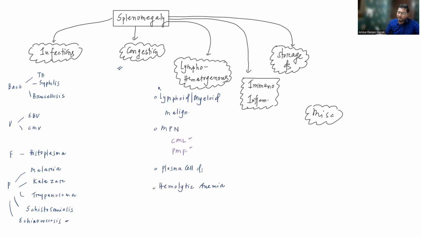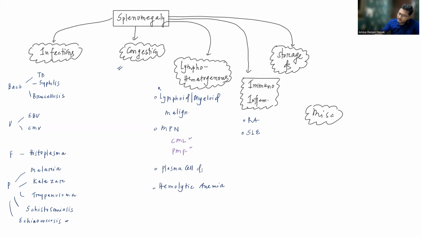Then among the immunoinflammatory causes, because spleen has both the lymphocytes which take part in the immunological reactions, and it also has the blood cells, splenomegaly can happen in any immunological condition, and it also happens in various hematological conditions. Under this heading, important examples are rheumatoid arthritis and systemic lupus erythematosus. Rheumatoid arthritis and SLE are associated with splenomegaly.